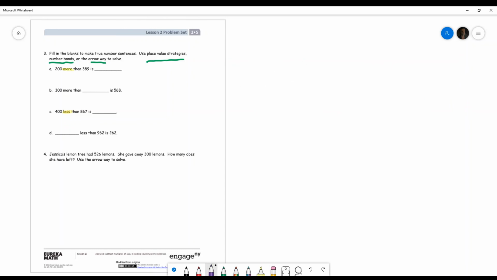Now, number 4 is a word problem. So remember, when you are doing a word problem, you need to look at numbers and key words. So Jessica's lemon tree had 526 lemons. Well, I would highlight. Oh, I don't like that highlight color. Let's pick a different one. Let's go back to yellow. 526, I would highlight that. She gave away 300 lemons. Gave away. So she got rid of 300. Think about what gave away means. How many does she have left? There's my key phrase. That's the question. The question is saying, how many does she have left? And I'm really paying attention to left. And now this one says, use the arrow way to solve. So you would use the arrow way to solve your problem.